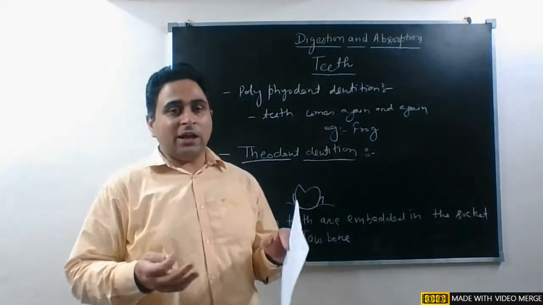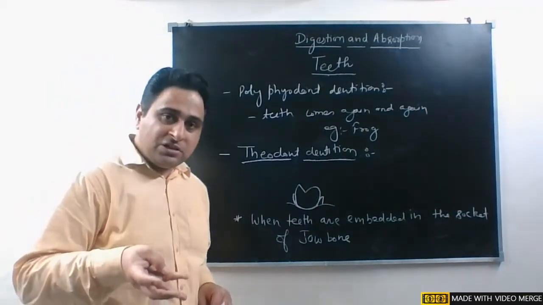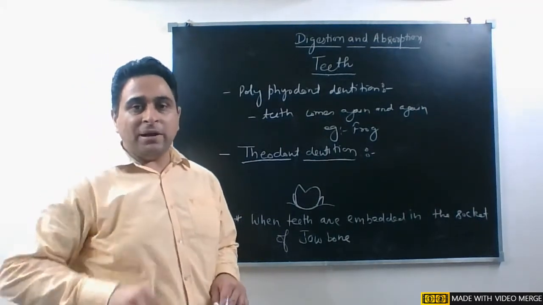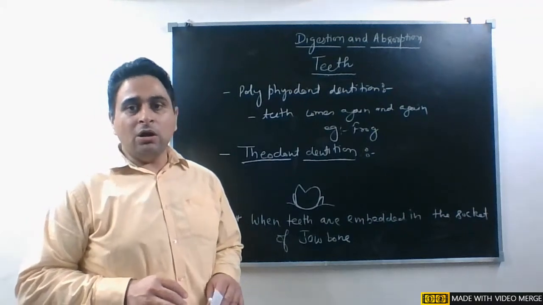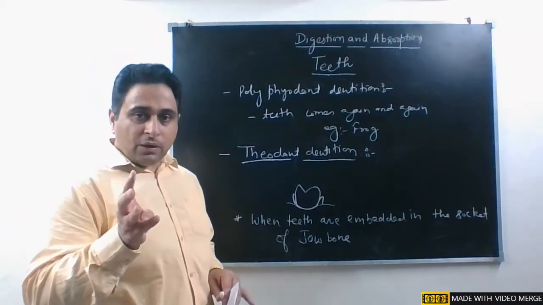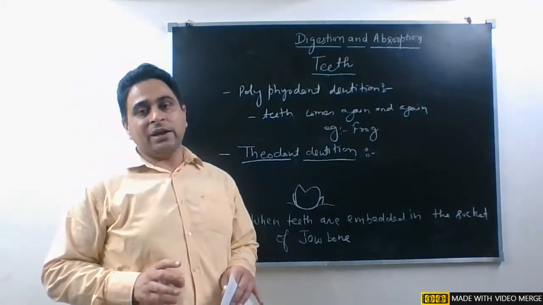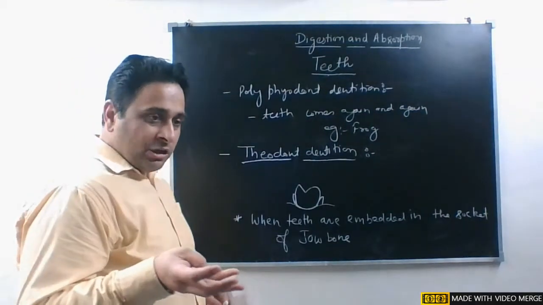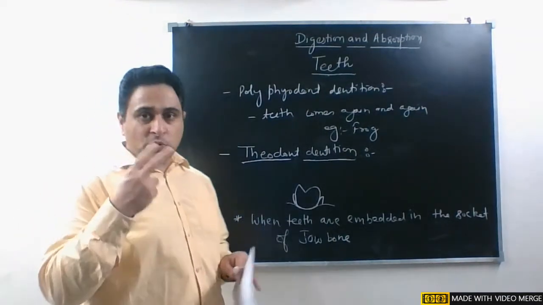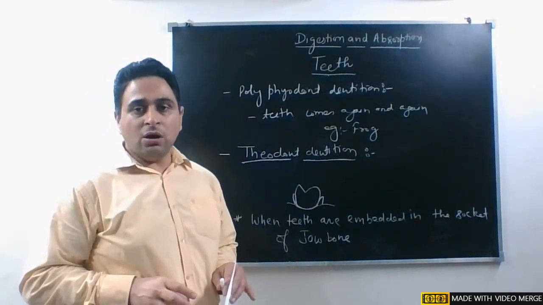So students, अगर human की बात करें, human में there is heterodont dentition, there is diphyodont dentition, as well as thecodont dentition because teeth are embedded in the socket of the jaw bone. So you will remember that humans have heterodont, diphyodont and thecodont type of dentition. Heterodont because they have different types of teeth, diphyodont because teeth come two times, and thecodont because teeth are embedded in the socket of the jaw bone.